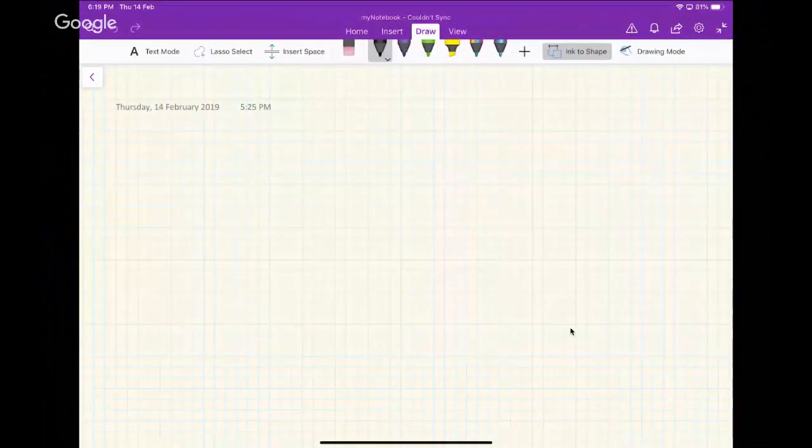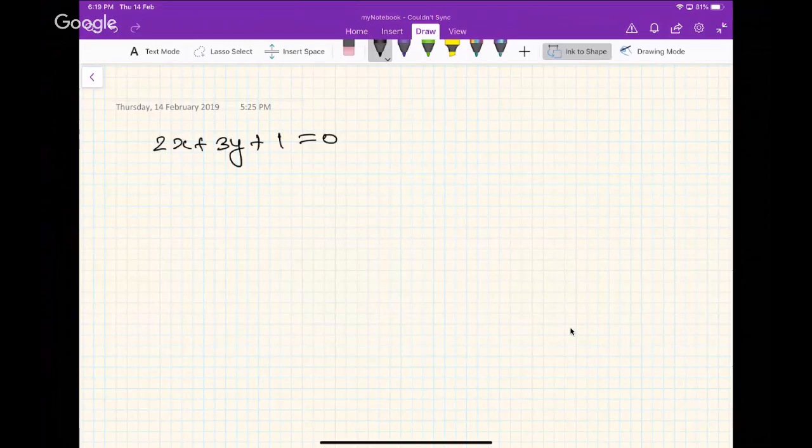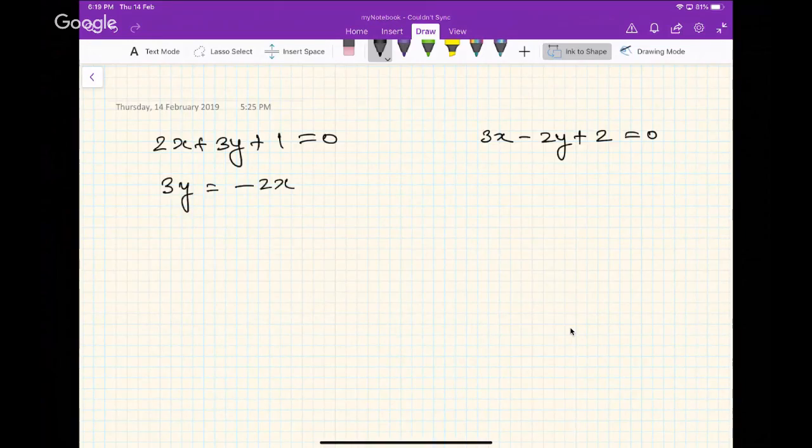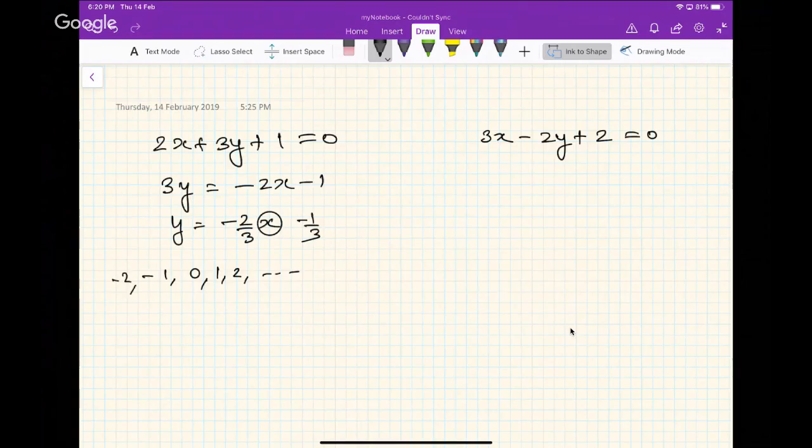So let's say you had 2x plus 3y plus 1 equals 0, and you had 3x minus 2y plus 2 equals 0. Then you transform them in such a way that it is in y equals mx plus c form. So how do I write this? I can write this as 3y equals negative 2x negative 1, and y hence is equal to minus 2 upon 3 x minus 1 upon 3. Correct? Then what you need to do is, you just simply need to put random values of x. Usually we start from 0, 1, 2 and all that, and some negative 1 and negative 2, and then plot at least 2 points. 2 points are good enough to plot a linear equation.